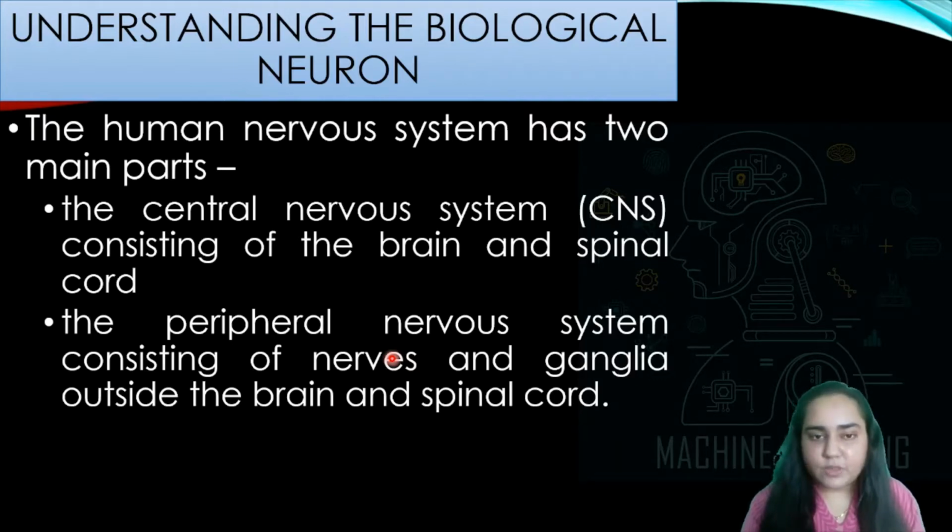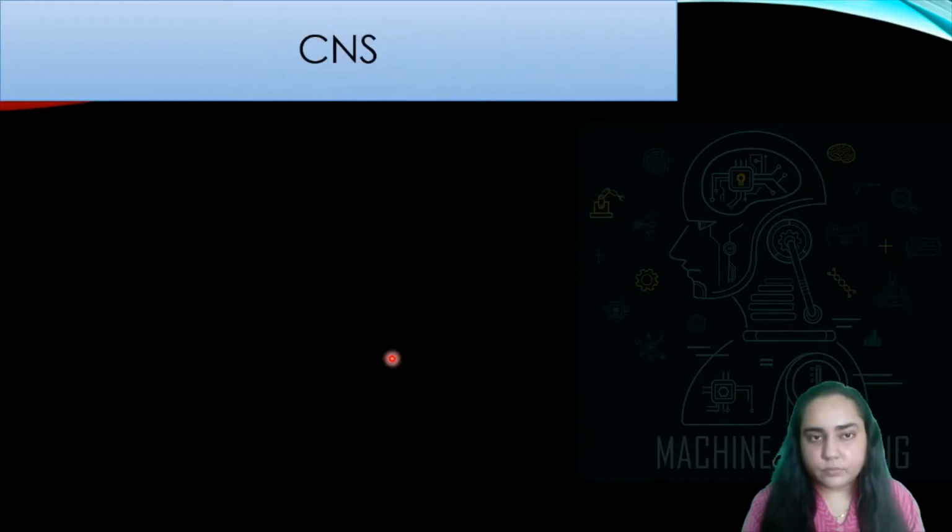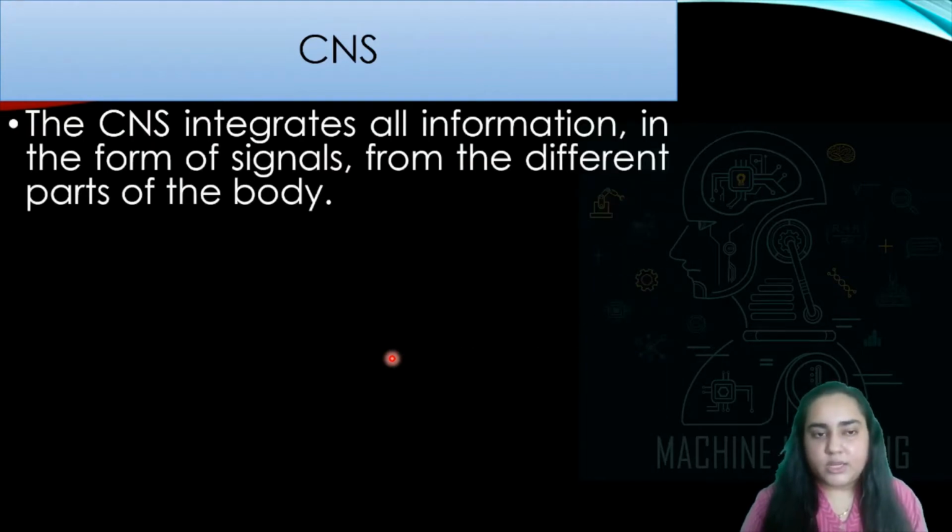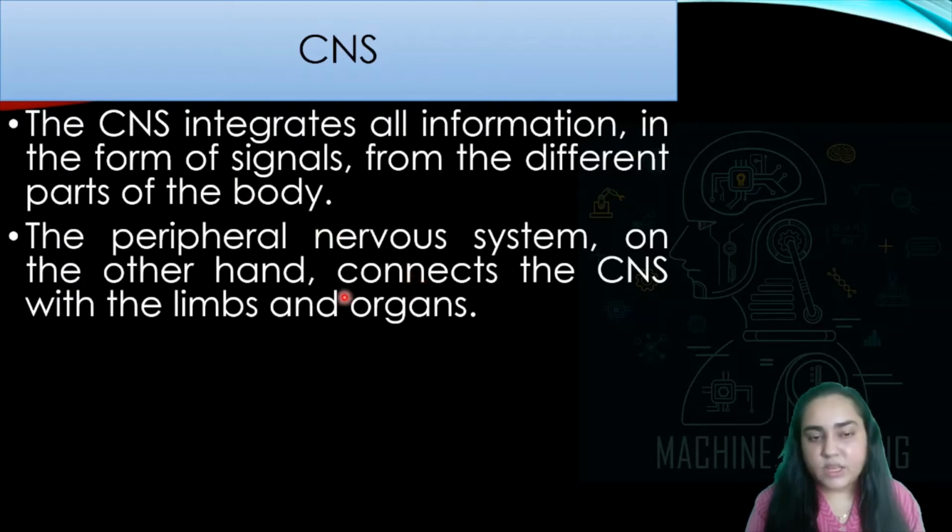And the main part of that is the brain. Let's first talk about the CNS, the central nervous system, which is very important. It integrates all information in the form of signals from the different parts of the body. So its task is to gather signals from different parts of the body and combine those signals to create information. The peripheral nervous system, on the other hand, connects the CNS with the limbs and organs.